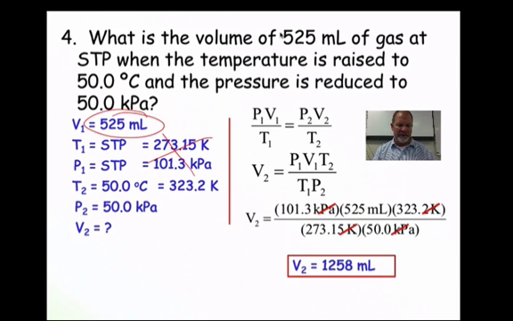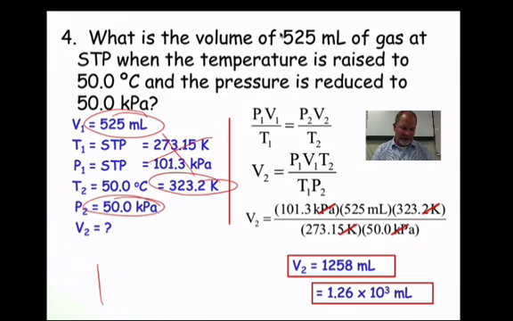As for sig figs, do not look at STP. My original temperature, 273.15, is 5 sig figs, and 50.0 is 3 sig figs. My answer is only 3 sig figs, so the original answer, 1,258, has to bump up to 1,260. I would accept either one, in this or in scientific notation. Either one works out for me.